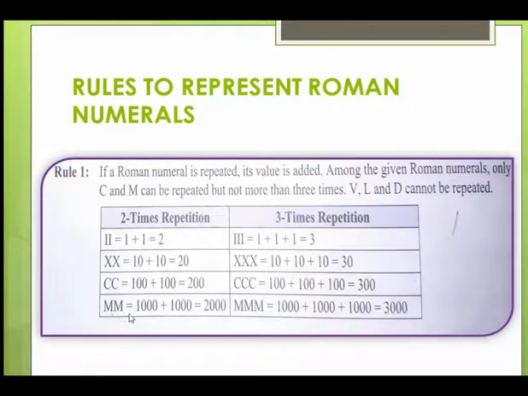Same way with M, its value is 1000. 2 times repetition 2000, 3 times repetition 3000. And we cannot repeat any Roman numeral more than 3 times. That is also one thing to remember.